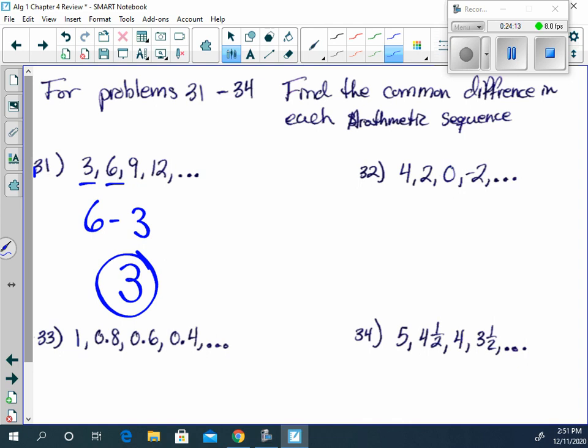So let's look at the next one. So this here, I would take the second term and subtract the first. Well, 2 minus 4 is going to be negative 2. And that's all we do here to find the common difference. Second term minus the first.